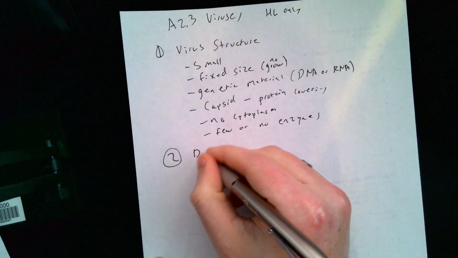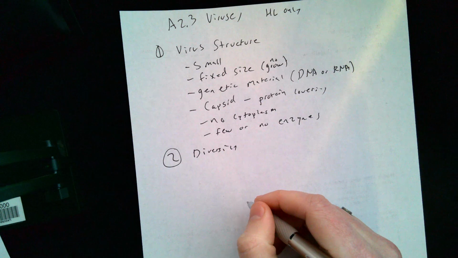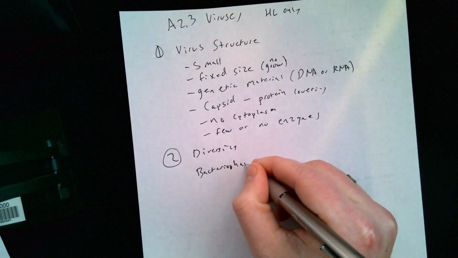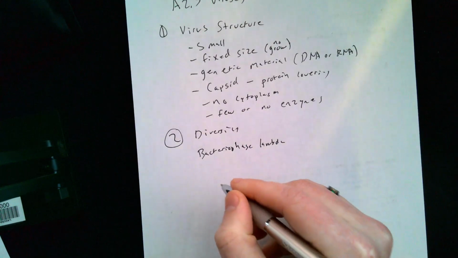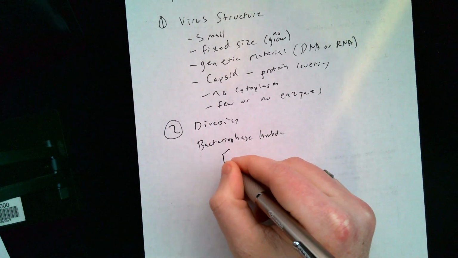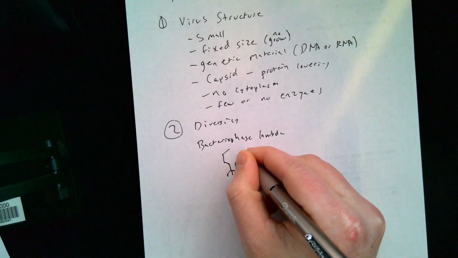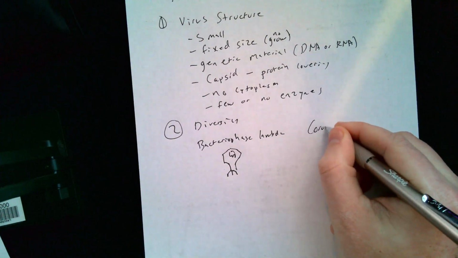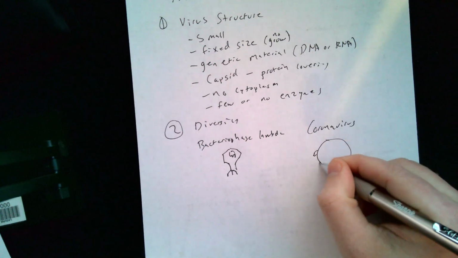Standard 2 is about the diversity. So there are differences, right? There are different shapes. For example, bacteriophage lambda is one of the ones you're supposed to know. This is a virus that affects bacteria. I always like to think it looks like a spider, something like this. The DNA is in here. And then the coronavirus is another one you're supposed to know, and that one looks like this.